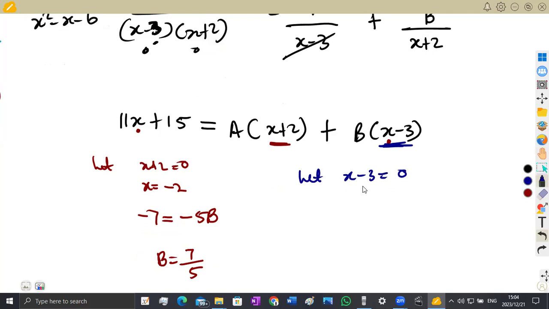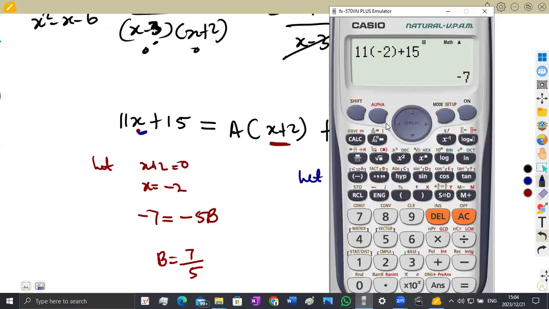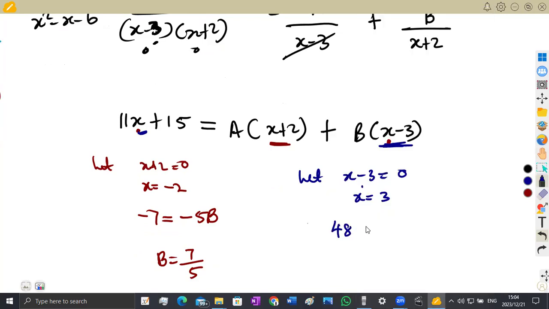If we let this bracket be equal to 0, it means x at that moment will be equal to 3. So we can substitute on the left-hand side, where our x is now 3. So this will be 11 times 3 plus 15, which will be 48. So 48 is equal to, here there's a 3 in place of x, so 3 plus 2, that will be 5. So this will be 5a divided by a. So by 5, I mean, this will be 48 over 5.